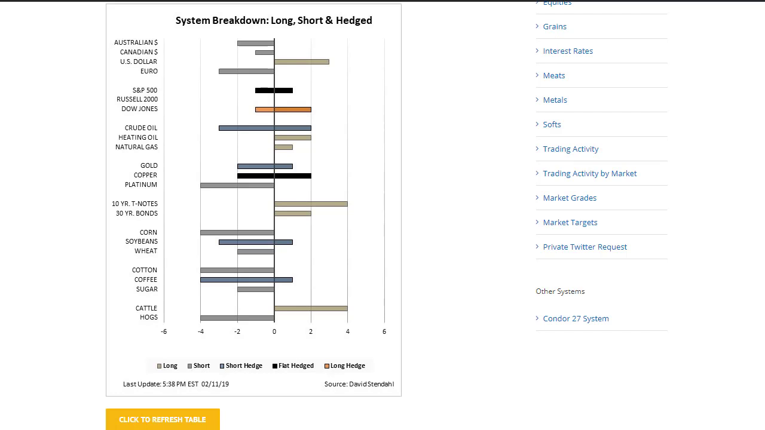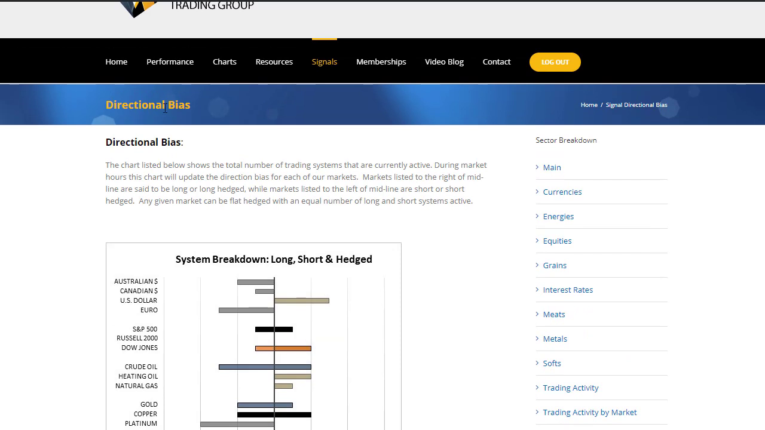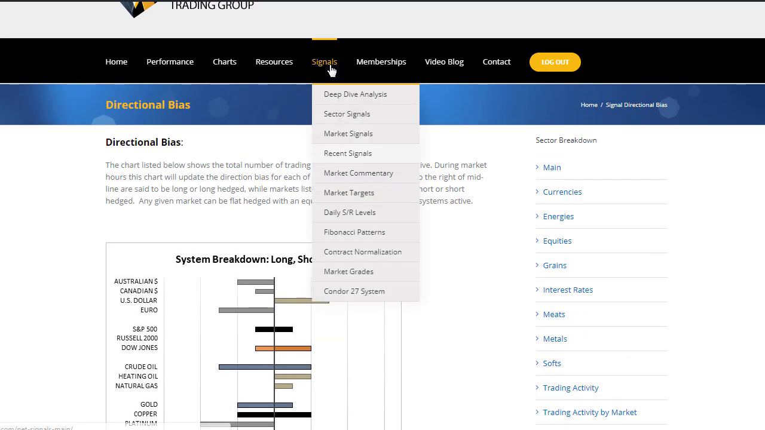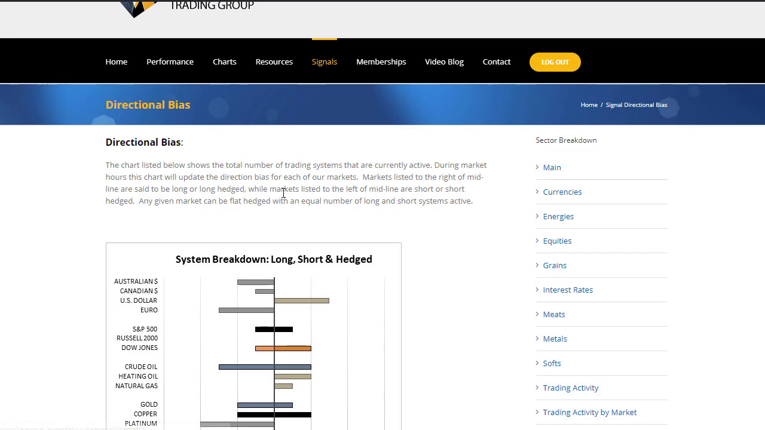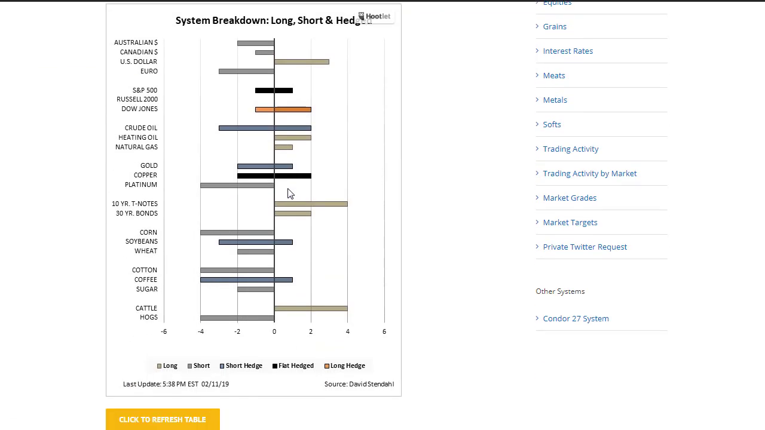It is February 11, 2019, and I'm going to look at all the markets today based upon a chart that we have up on the website, which is basically what we call the directional bias chart. I'll start with where it is. You come to signals, come down to recent signals, and then you'll see there on the right-hand side, directional bias. Now this chart encompasses a lot of information all into a single chart. That's why it's one of my favorite charts to look at.